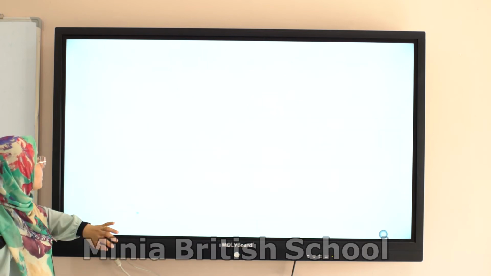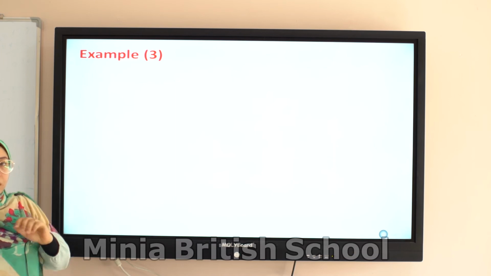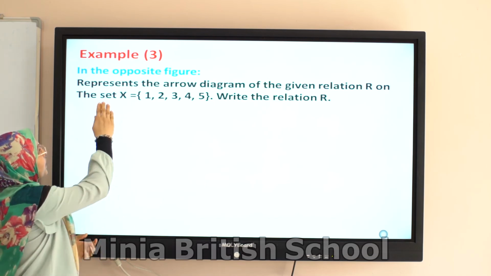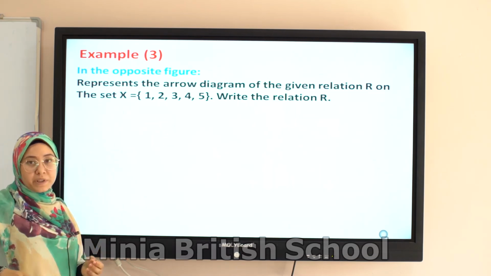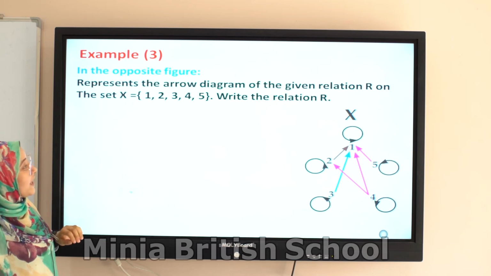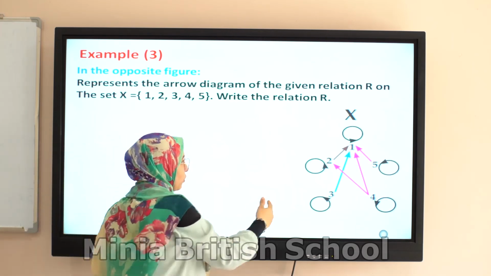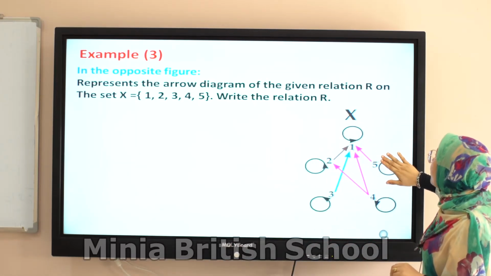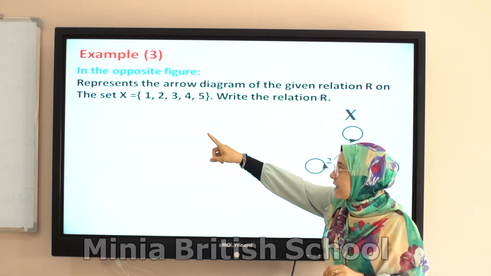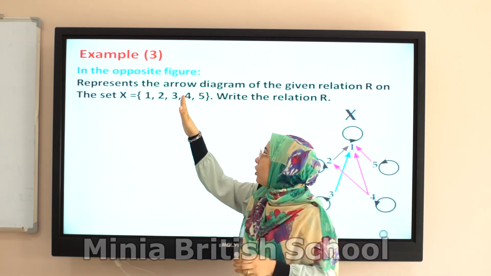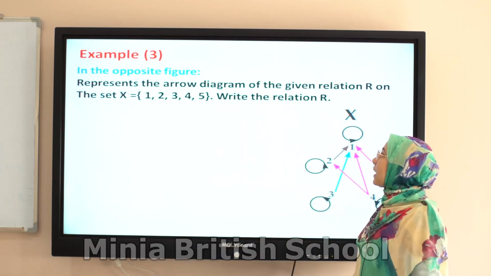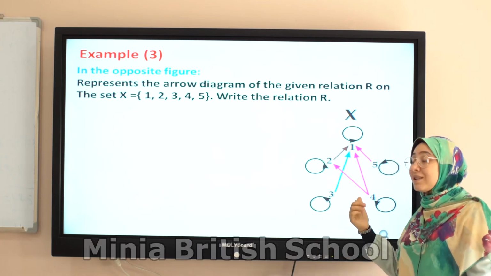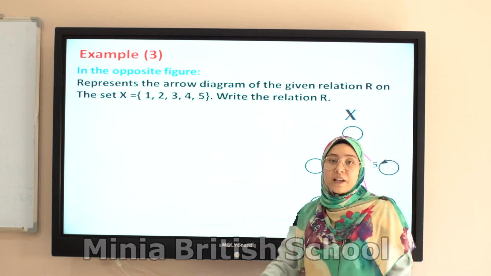Last exercise, and it has a different idea. In the opposite figure, this arrow diagram represents the arrow diagram of this given relation R on the set X equals the set of elements 1, 2, 3, 4, 5. Here write the relation R. I have the arrow diagram, and from it I need to write the relation, okay?